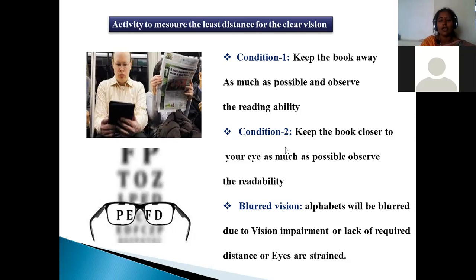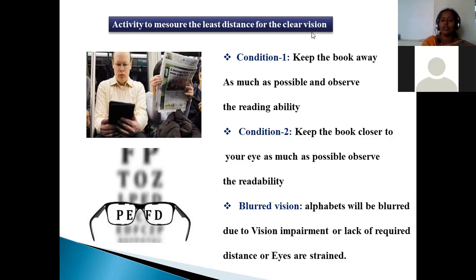And in the second condition, we are taking that textbook very near to our eye. As we are taking it very near, what happens? Up to a certain extent only we are able to read very clearly. The minimum distance up to which you are able to read without any complications, that also you have to measure. So we are going to identify the least distance for clear vision. The optimized condition will be 25 centimeters, but 25 centimeters is not fixed for all. That depends upon individual persons. For that purpose, we are going to measure our own distance for clear vision.